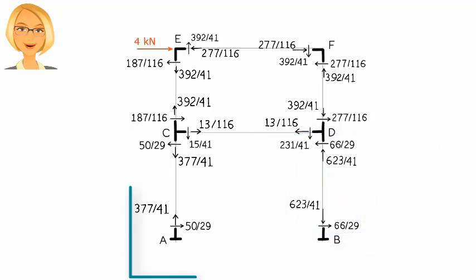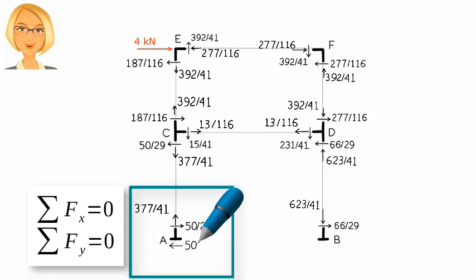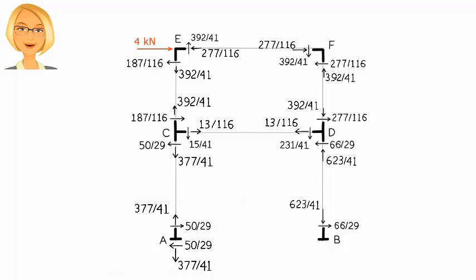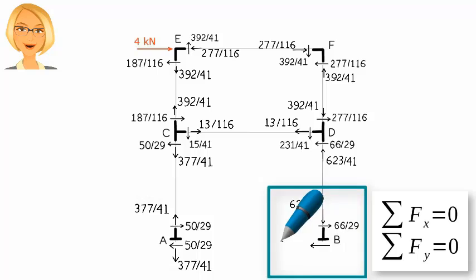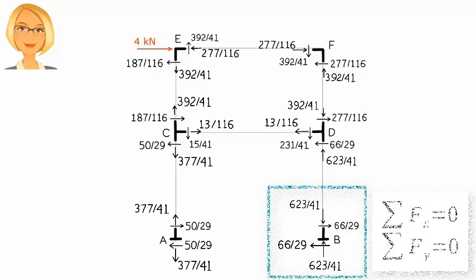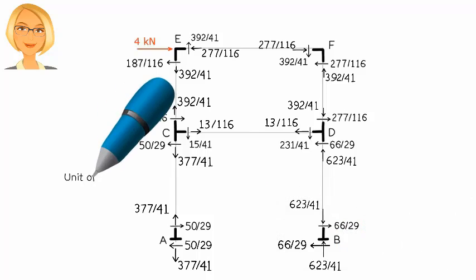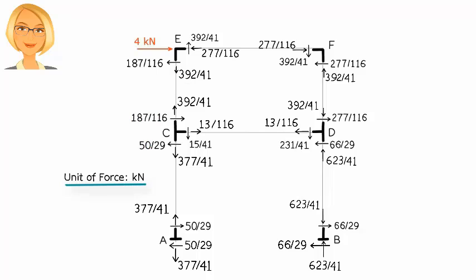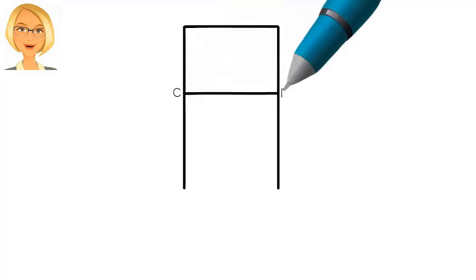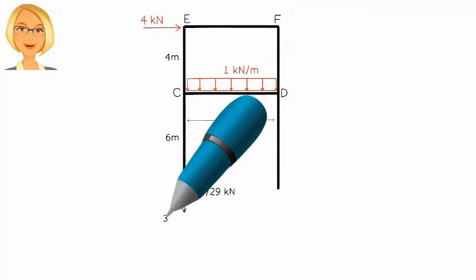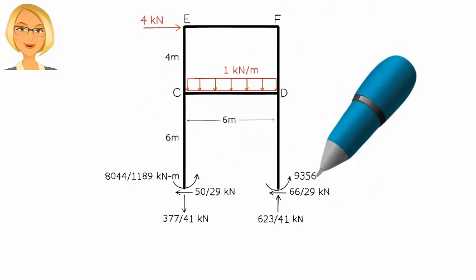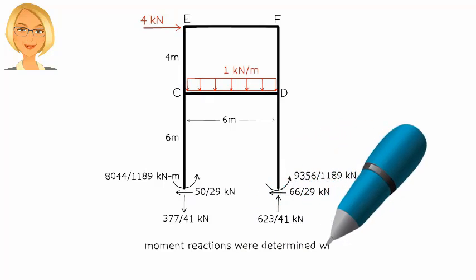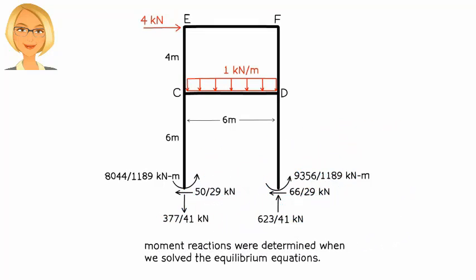Finally, apply the equilibrium conditions to joint A to determine the support reactions at A. Do the same at B in order to determine the reaction forces at B. We've already determined moment reactions at A and B. Here are the remaining support reactions. Now it's your turn.